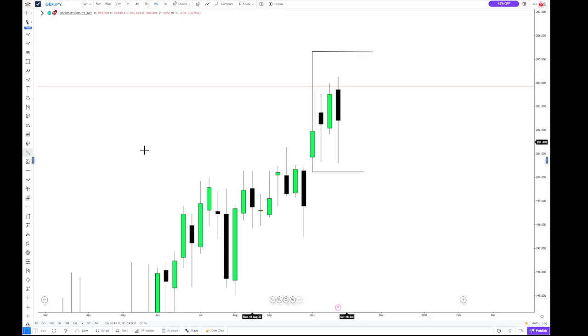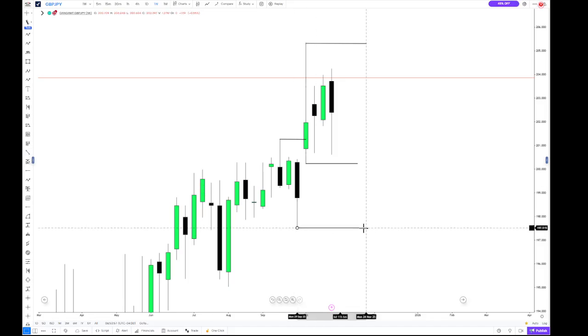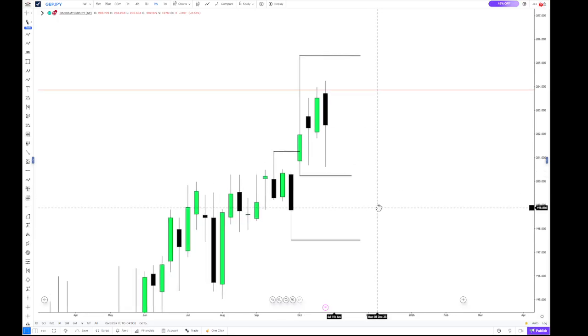But what do we have again? We have a break of structure here, right? And then that means if you have that break of structure, then this is what? Our swing low, our protected low, right?